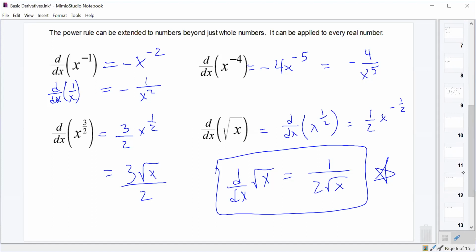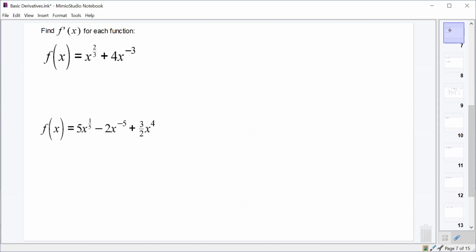Everybody good so far with finding these derivatives? Yeah. All right, why don't you guys take just a second here and find the derivatives of both of these functions. I'll give you a minute or two to do this. Everybody feel like they could do that? Yes. Yep. All right, ready, go.